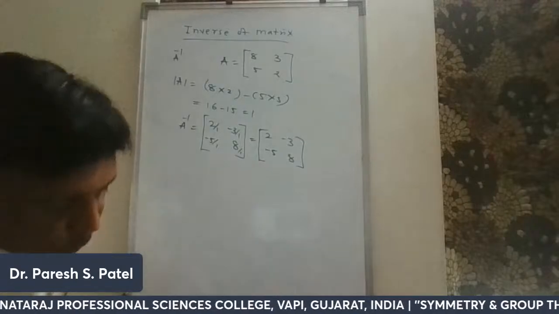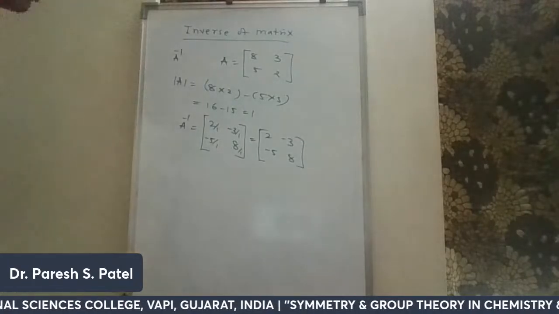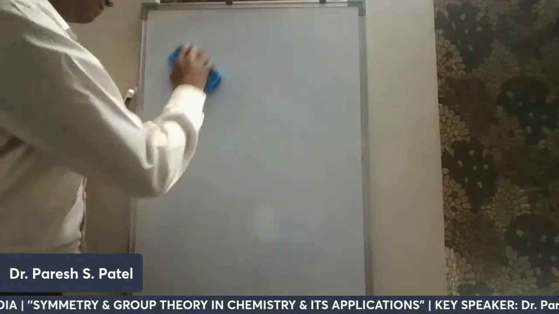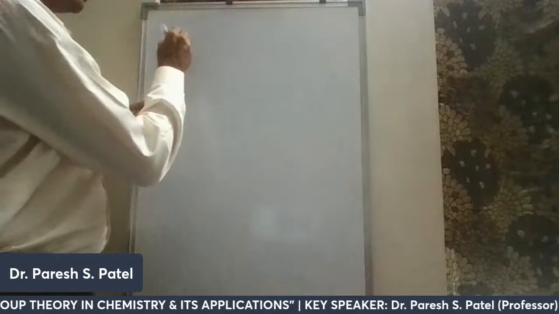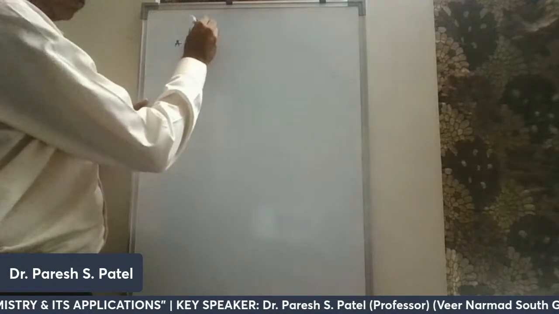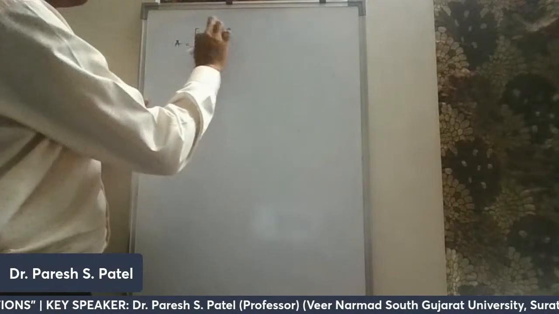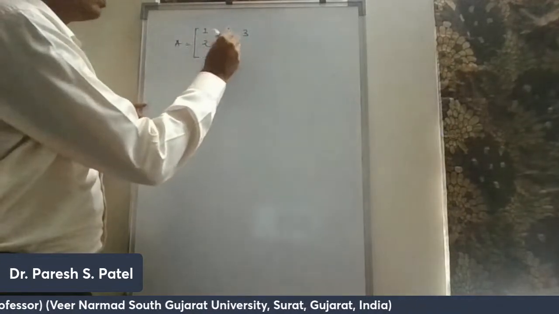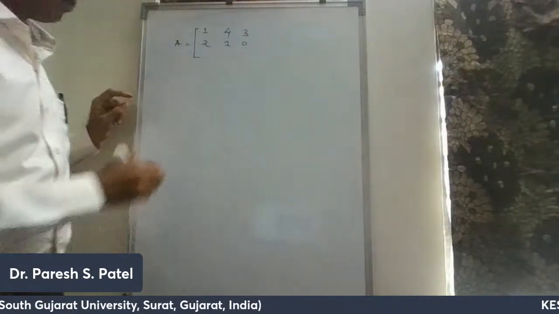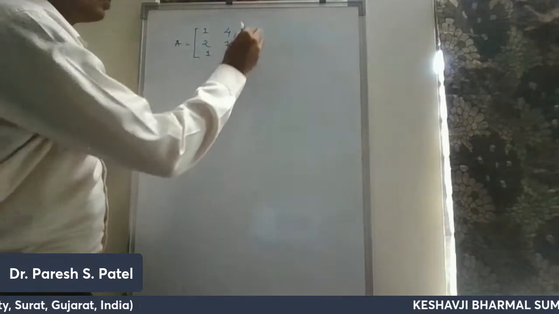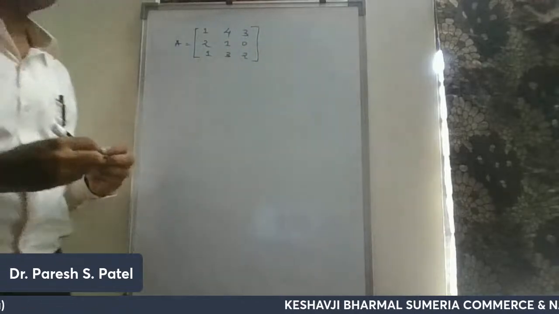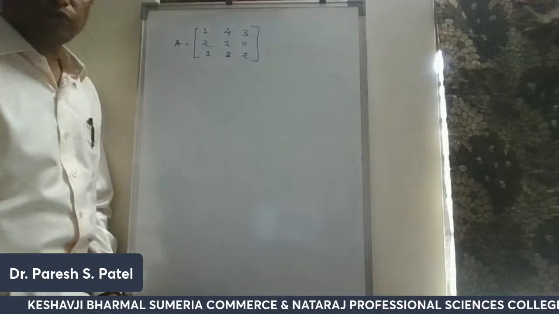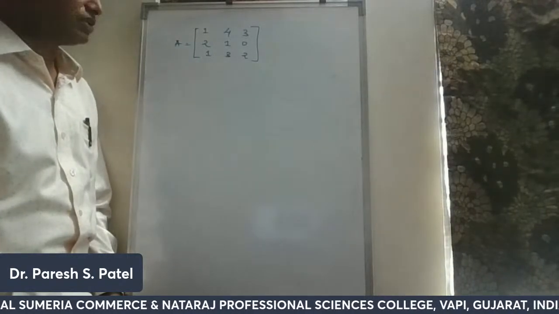Now, in case of how to find out the inverse for the three-dimensional matrix, A is equal to 1 4 3, 2 1 0, 1 3 2. Now, to find out the inverse for the three-dimensional matrix, first of all, we have to find out the determinant of this matrix.